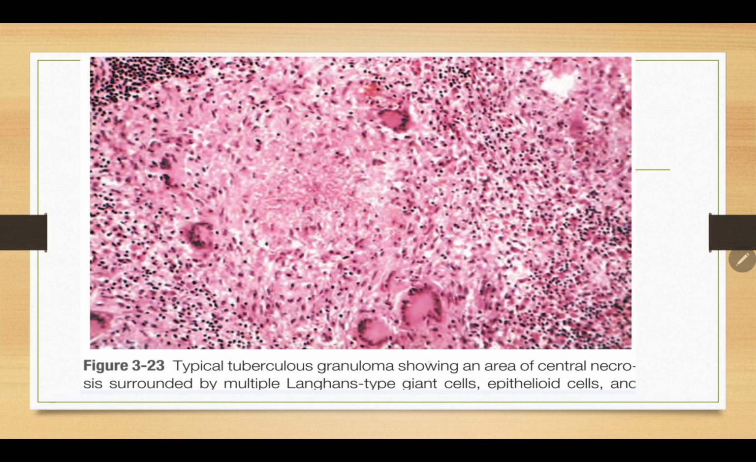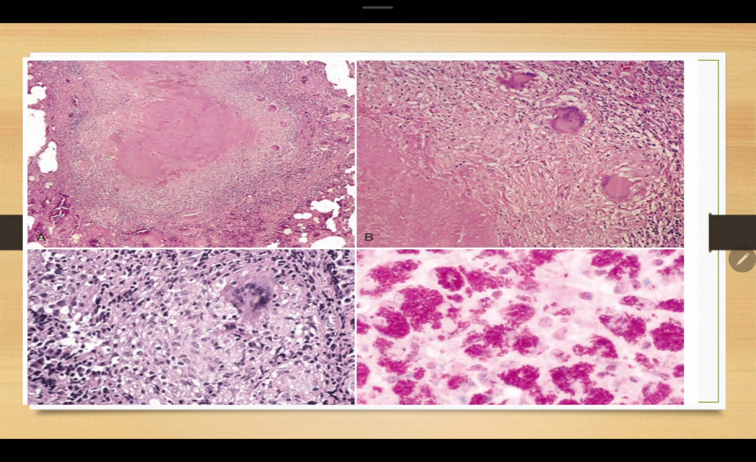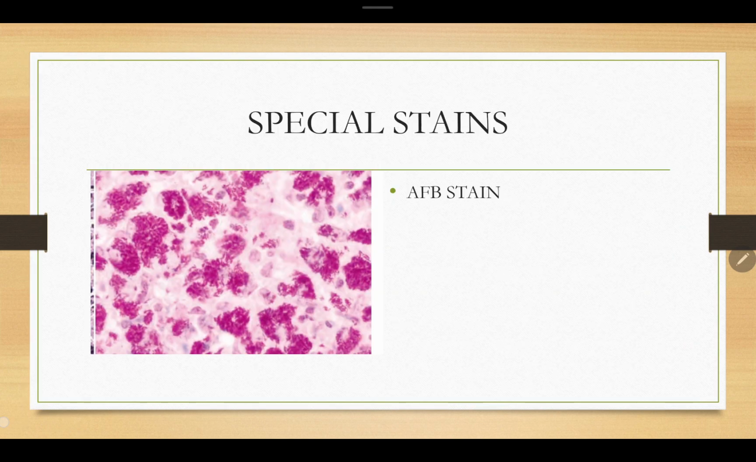So this is a typical tuberculous granuloma, which shows a central area of necrosis. Here you can see the central area of caseating necrosis surrounded by multiple Langerhans type giant cells and the epithelioid cells. See the Langerhans giant cells.